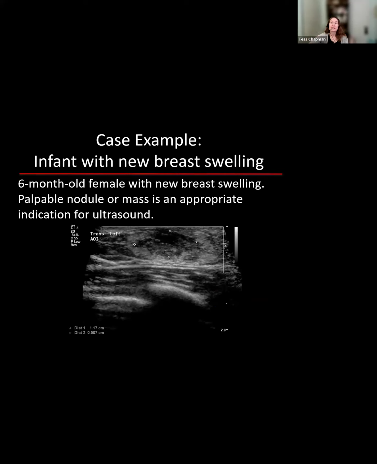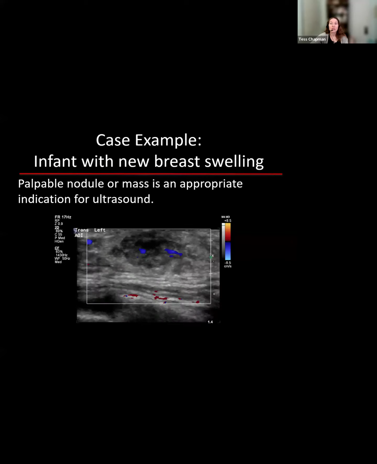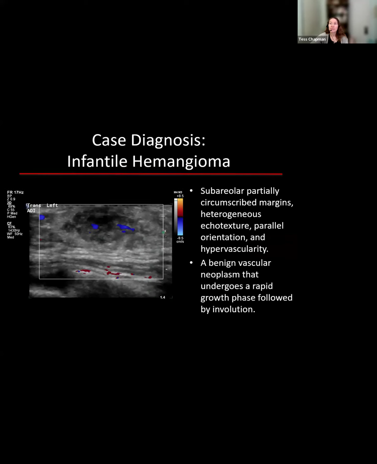So in the breast, there is this partially circumscribed heterogeneous lesion parallel to the chest wall. And with color Doppler, there's some internal vascularity. And so this is an example of an infantile hemangioma. And again, here are the descriptors. It's subareolar, partially circumscribed, heterogeneous echotexture, parallel orientation, and hypervascularity. This is what virtually all infantile hemangiomas look like in the breast. And this is a benign vascular neoplasm that undergoes a rapid growth phase followed by involution.